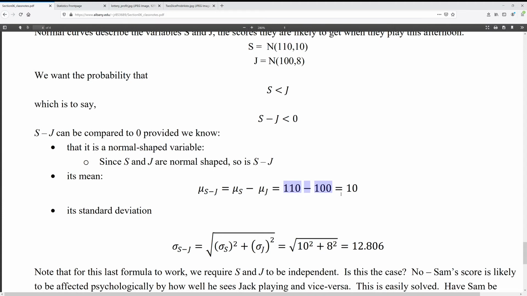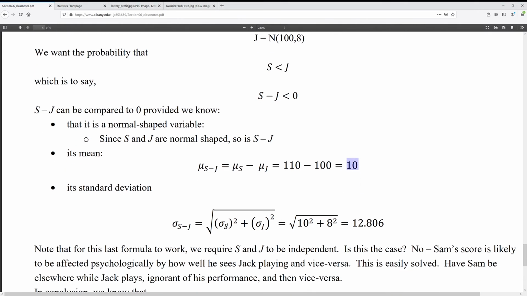Now if you are subtracting a negative, we're not, but if you are subtracting a negative, be very, very careful, of course. Minus minus is plus. But in the right order, it's the mean of S minus the mean of J, which happens to be positive 10.